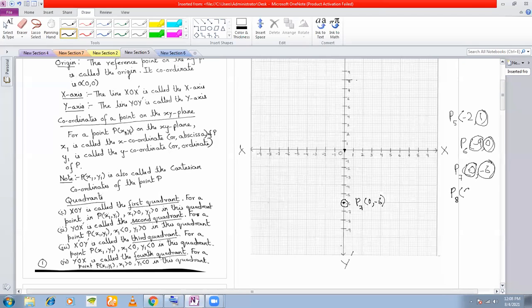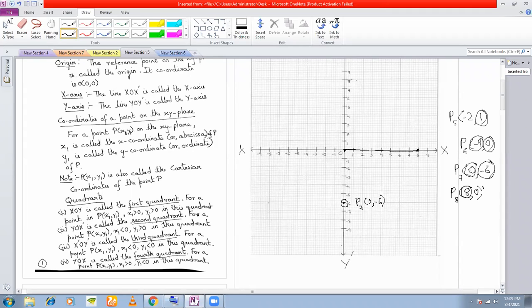Let us say I want to plot the point (8, 0). What do I do? Starting from the origin, look at the x coordinate. How much is the x coordinate? +8. So from the origin, we start moving 8 units here, right? We reach here.